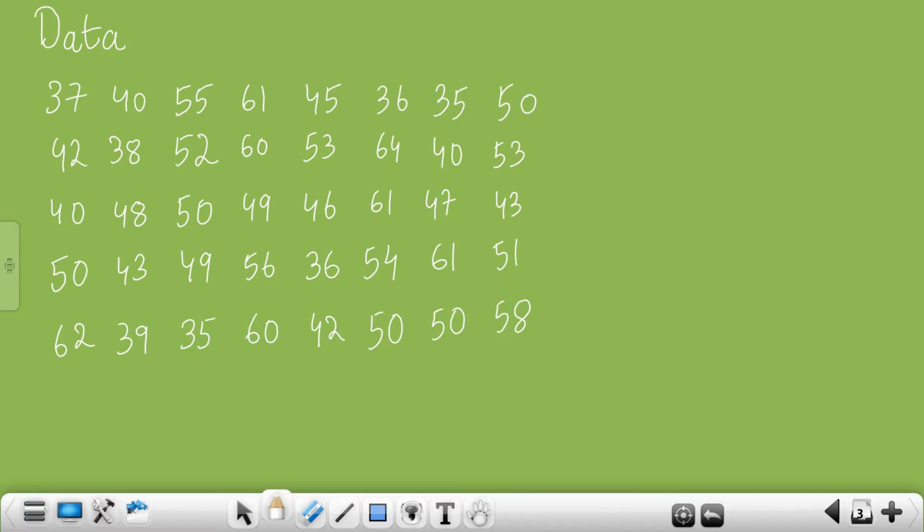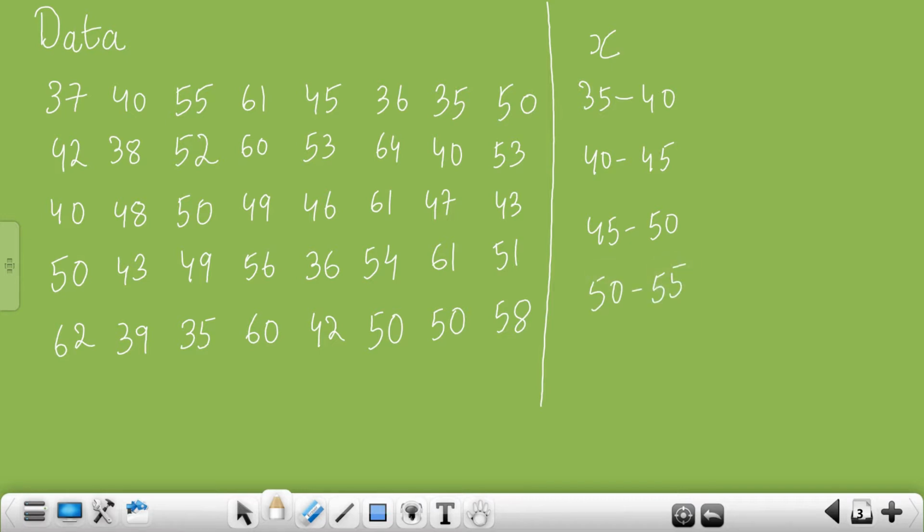So the lowest value in this data set is 35 and the highest value in this data set is 61, right? I believe 61. No, it's 64. So we will prepare our class intervals keeping 5 as the distance, and the classes would be 35 to 40, 40 to 45, 45 to 50, 50 to 55, 55 to 60, and 60 to 65.